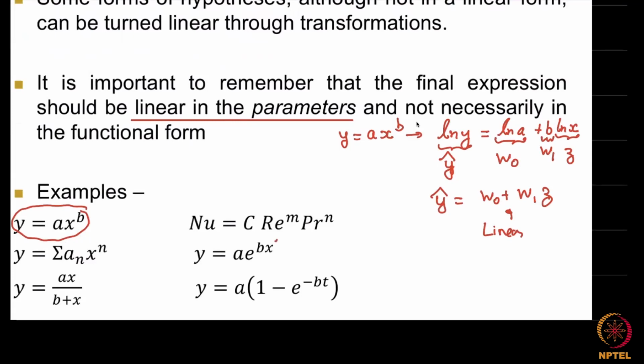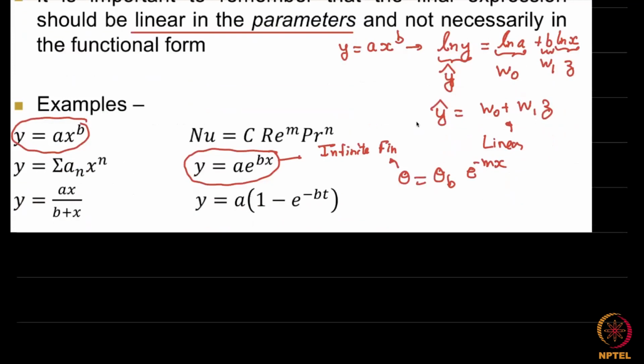Let's take this one, which can subject itself to the same kind of trick. If you remember from the first week, this kind of example occurs within an infinite fin. So there you would have something like theta equal to theta b e to the power minus m x. So the parameters of the problem are these two, theta b and m. These are the unknown parameters that we will typically solve in an inverse problem.